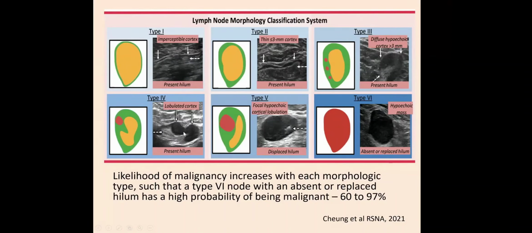So this is suspicious. And then we have type 5 lymph nodes where there is a focal hypoechoic cortical lobulation with displaced hilum. This is also very suspicious. And finally, we have type 6 where the lymph node is completely replaced by a mass with absent or replaced hilum. So type 1 and type 2 are benign. And from type 2 to type 6, as you move across this morphology, your likelihood of malignancy gradually increases. And type 6 node with absent or replaced hilum has a high probability of being malignant, about 60 to 97% likelihood of malignancy.